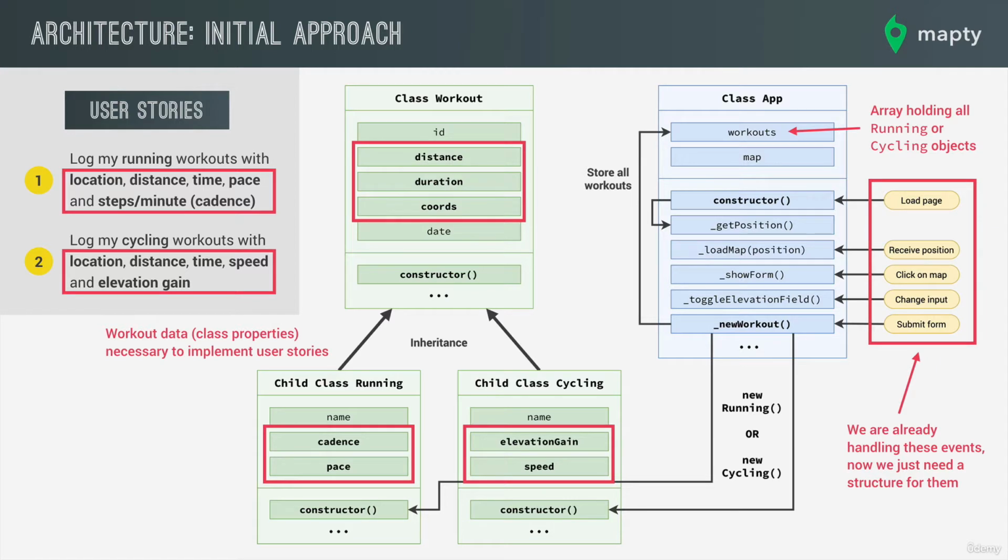All right. But anyway, this is the initial approach for our architecture that we're now going to implement. And of course, based on the code that we already have. We will keep adding more methods and properties as we go, but this is already an excellent starting point. So maybe take another minute or two to study this diagram, and then in the next video, we will refactor our code to fit this architecture.